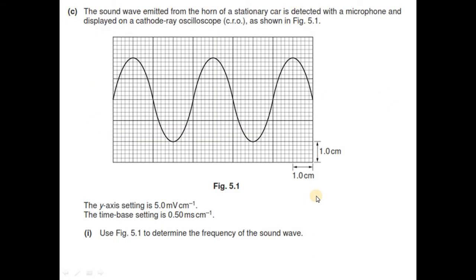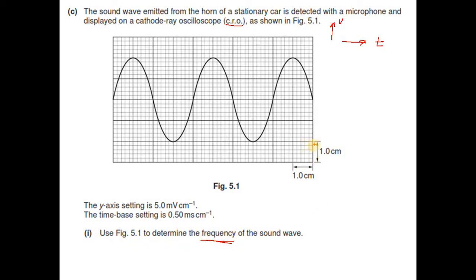Part C: the sound wave emitted from the horn of a stationary car is detected with a microphone and displayed on a cathode ray oscilloscope, CRO, as shown in the figure. The y-axis setting is 5 millivolt per centimeter and the time-base setting is 0.5 millisecond per centimeter. Remember, in a CRO, the horizontal axis is always the time axis and the vertical is the voltage axis. So use figure 5.1 to determine the frequency of the sound waves.